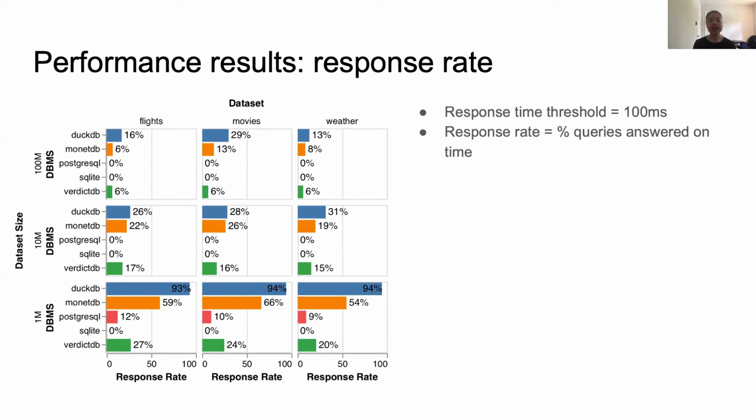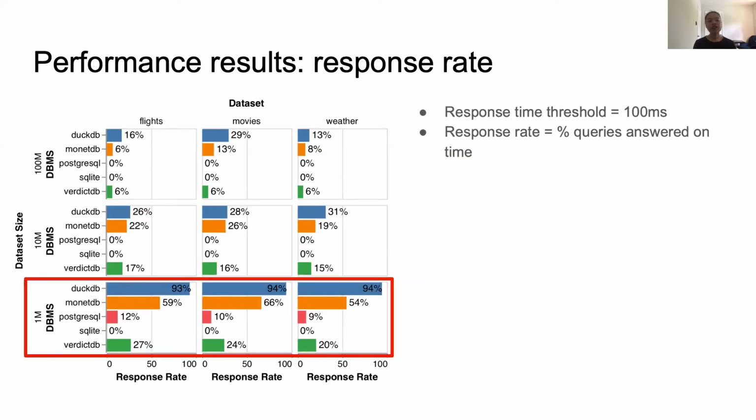So response rate means out of all of the queries issued by the cross-filter interface, what percentage of them were successfully completed by the DBMS and completed on time, where on time means within a response time threshold of 100 milliseconds. So we see that in the smallest dataset case, 1 million rows, the best performing system, DuckDB, performs very well. It has a response rate of 93 or 94%, meaning at most 7% of queries were dropped.